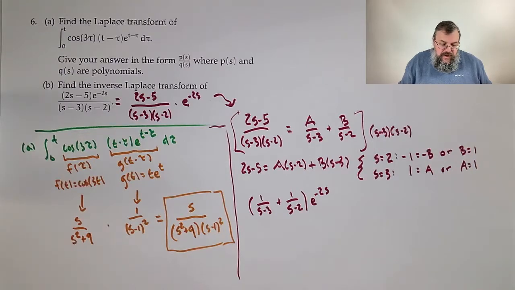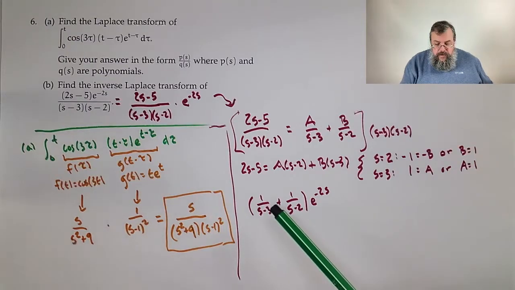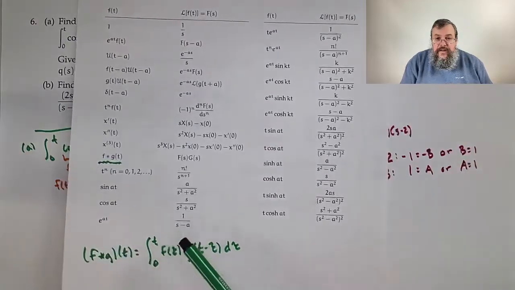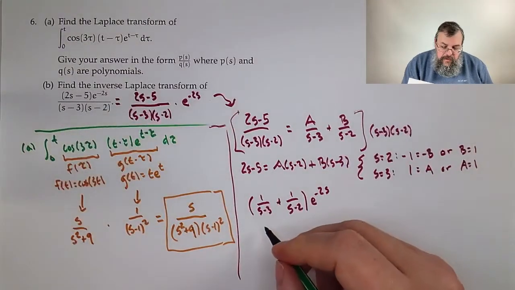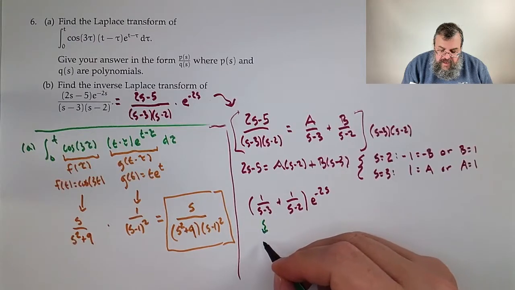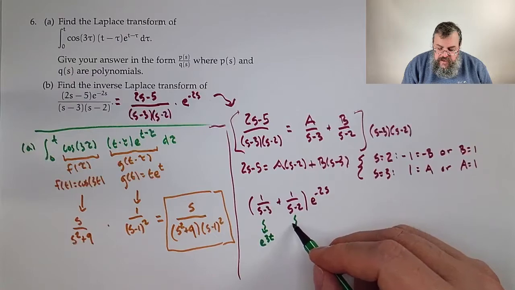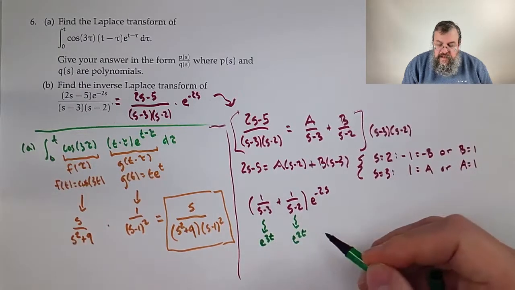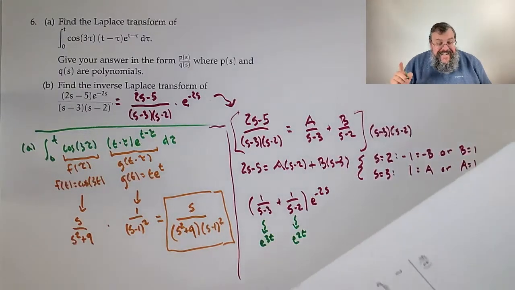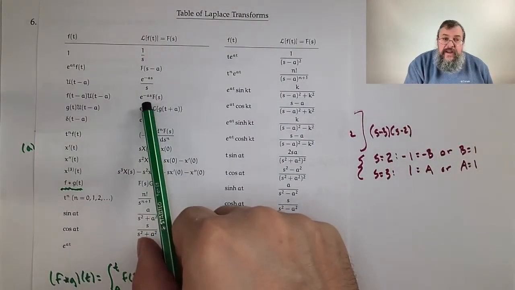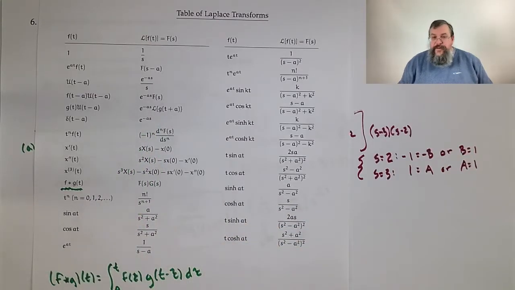Now, the good news is we know how to handle these pieces. And in particular, whenever we see 1 over s minus a, that looks like e to the at. So, if I saw 1 over s minus 3, we say, hey, that should be e to the 3t. 1 over s minus 2, that should be e to the 2t. But there is this e to the minus as. So we need to make sure we account for that.